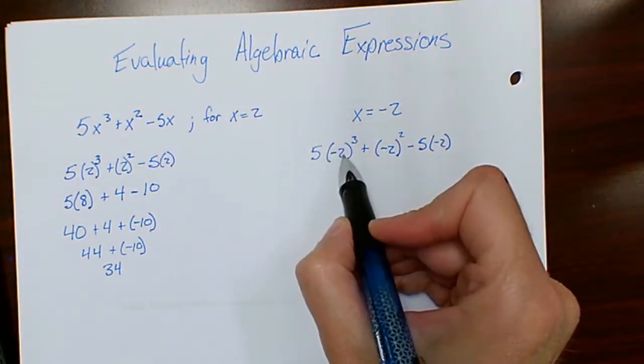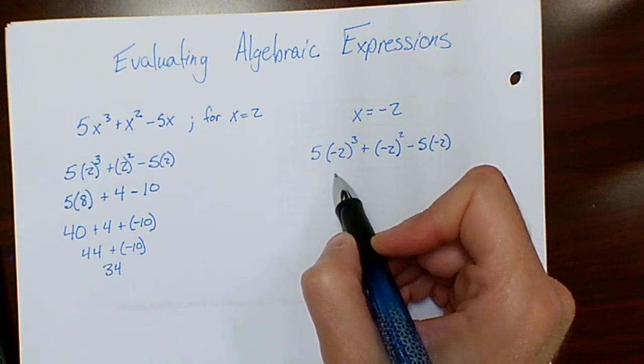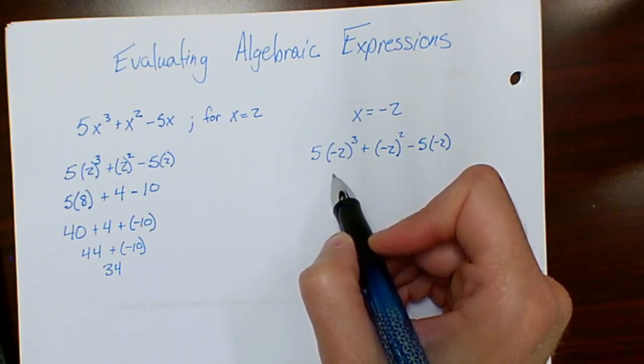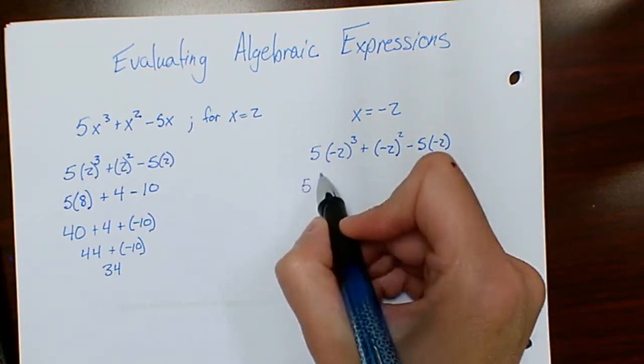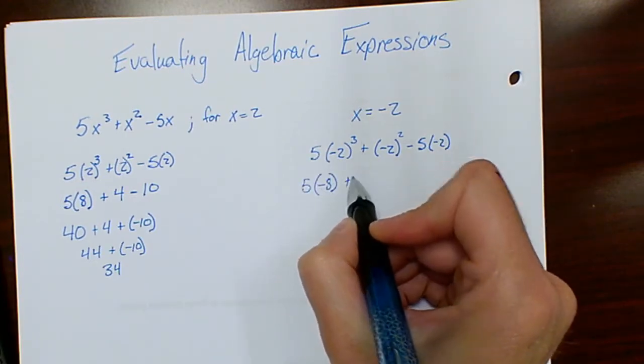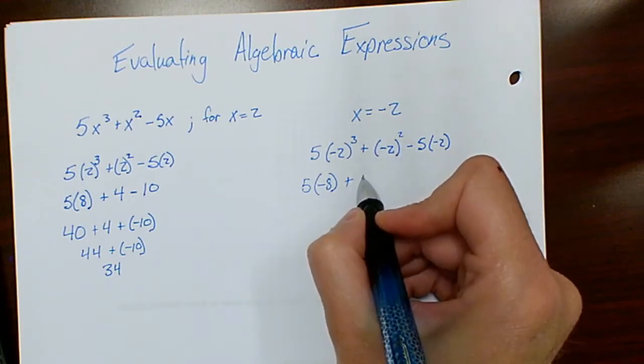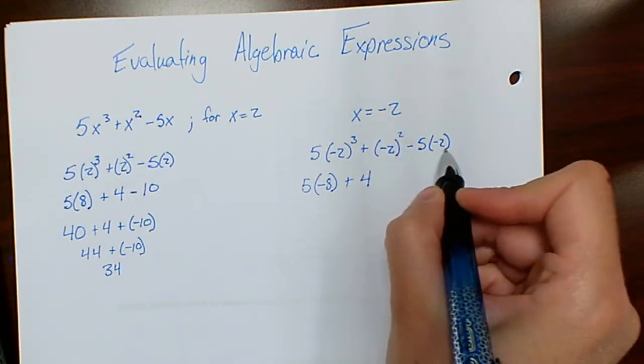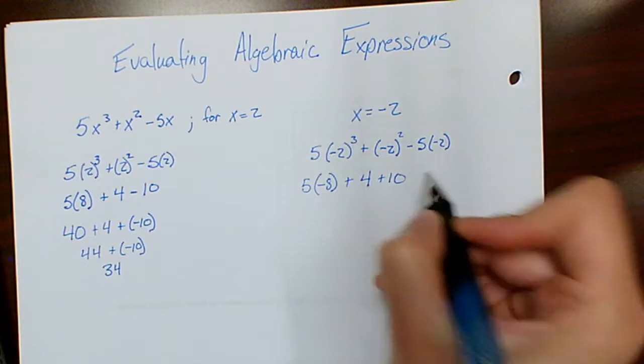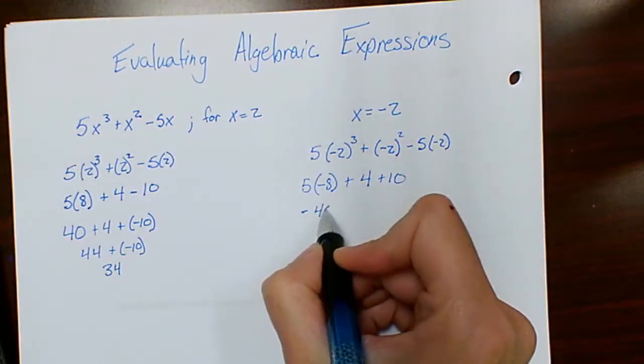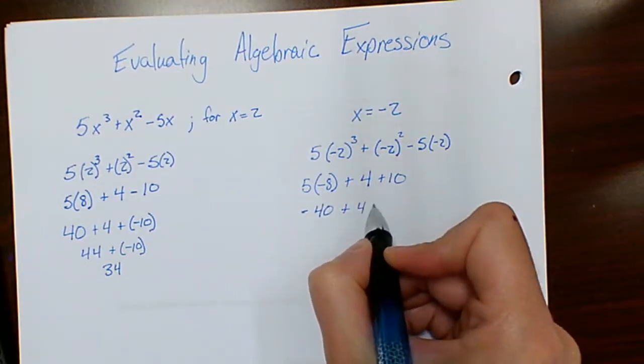So this negative 2 to the third power, that's negative 2 times negative 2, positive 4, times negative 2, which would give us negative 8. So this would be negative 8, plus negative 2 times negative 2, that would be positive 4. Negative 5 times negative 2 gives us a positive 10. So we'll have a negative 40 plus 4 plus 10.